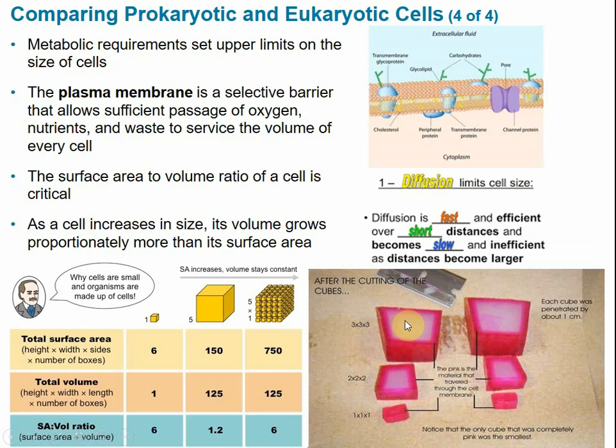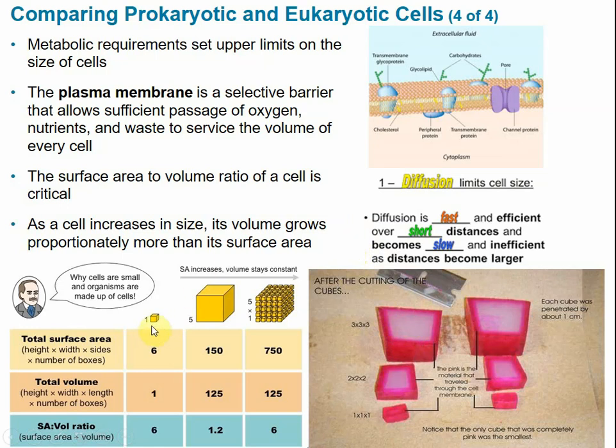If the cell is too big, more internal components of the cell aren't going to be able to get their nutrients and things via that diffusion process. So the process of diffusion is faster and more efficient over shorter distances. As distances become larger, it has to travel farther, right? Then it's going to slow down that process and become more inefficient.